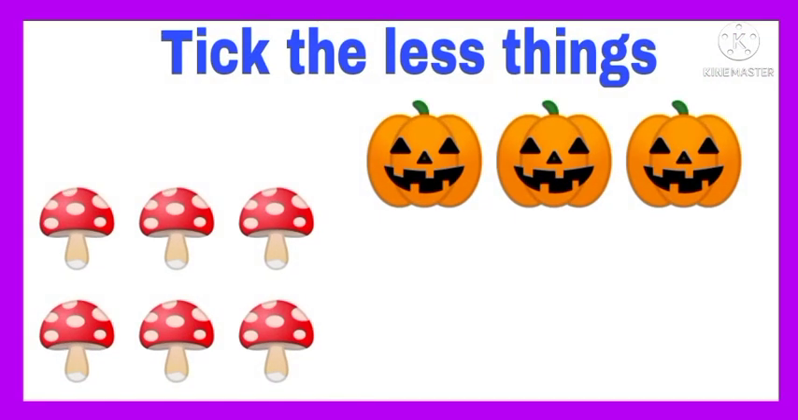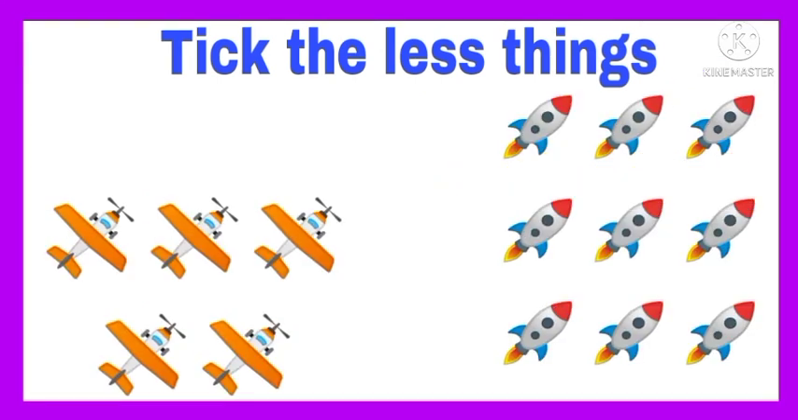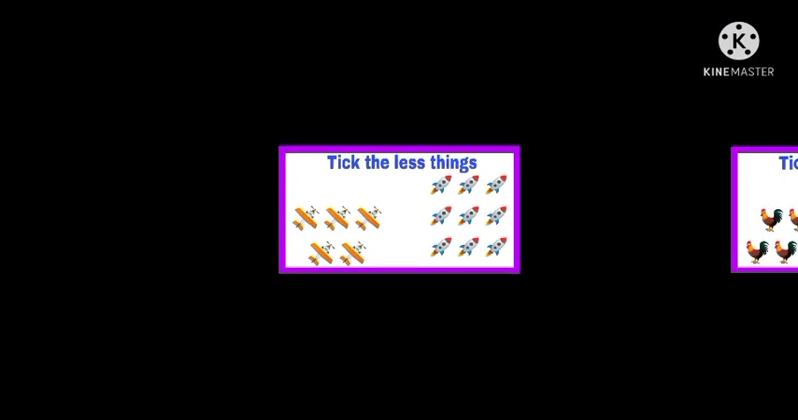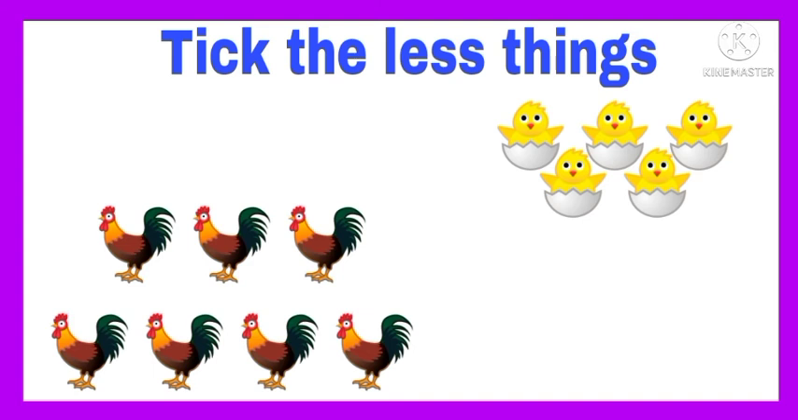Now the method is changed here. We have to take the less things. The things that are less in numbers, take them. Rockets are more in number, so we have to take the less objects. Roosters are more in number and the hatching chicks are less in number. They are 5, we have to take them.